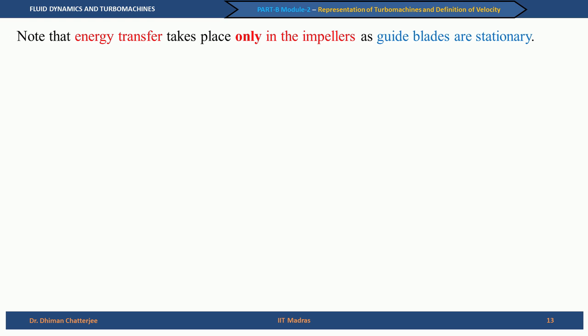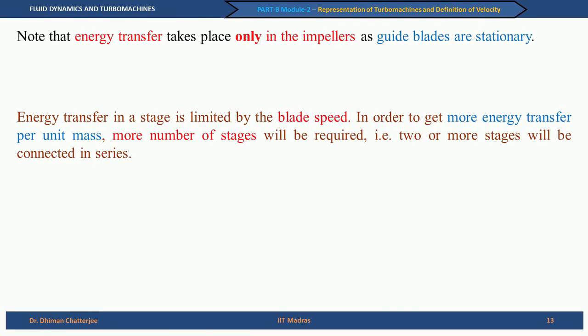The next category is that when we talk about it, we are talking about two types of blades, the guide blades and the impellers. The guide blades, or the stationary blades, are fixed, there is no energy transfer that takes place, and hence the energy transfer takes place only in the impellers. Energy transfer in the stage is limited by the blade speed. We will see this when we talk about Euler's energy equation in the next class.